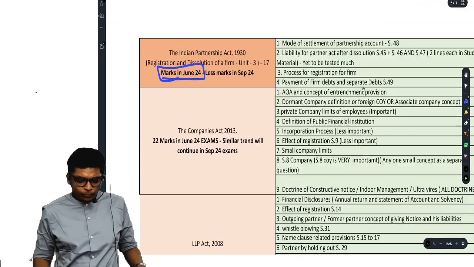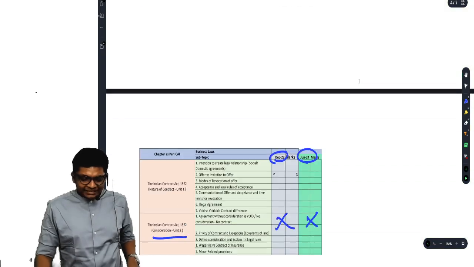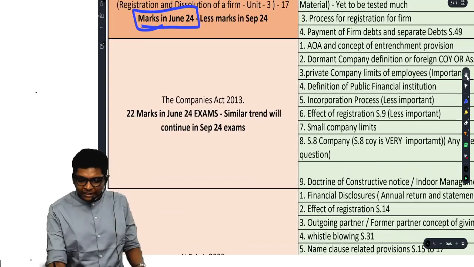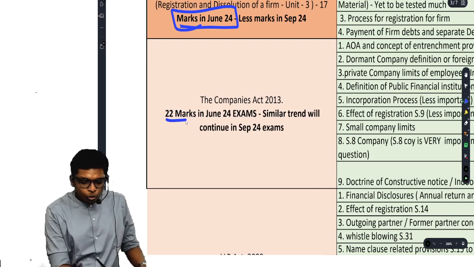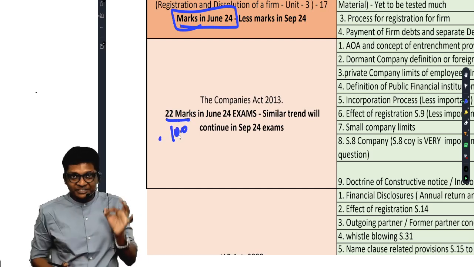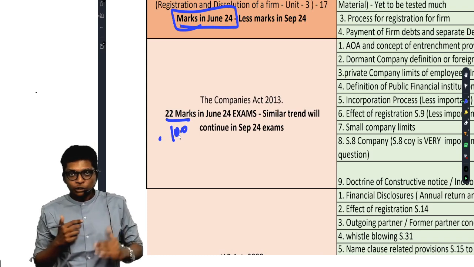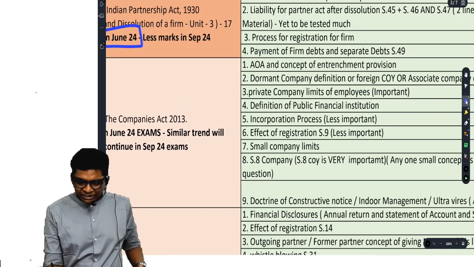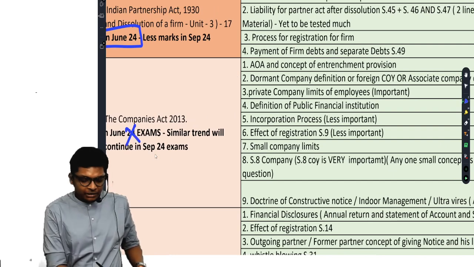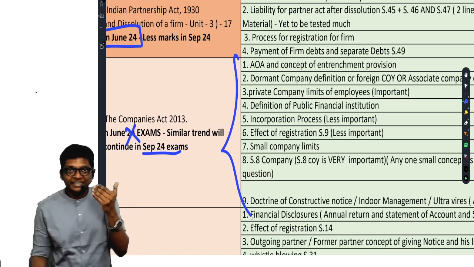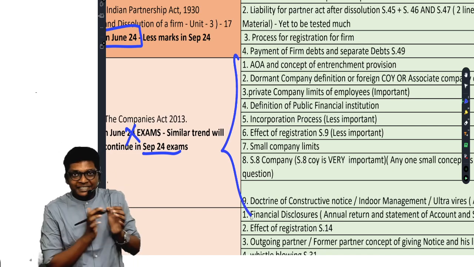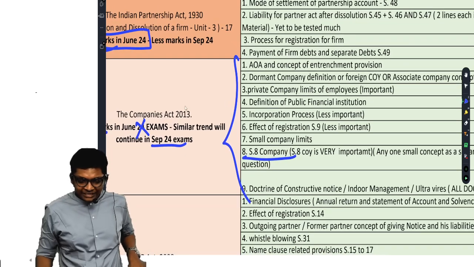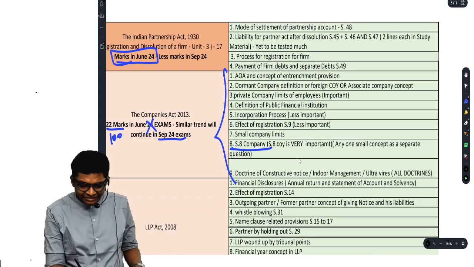Let me show you one more beautiful analysis. Companies Act, guys. This time in the June 2024 exams, I am not joking, 22 marks came out of 100 from just the Companies Act. Will this trend continue? Yes. Unlike the Partnership Act, this trend will continue, and I have given all the questions. Whatever came in June will not repeat. So in September, all the previous concepts which can repeat will come. For example, the 1% company was tested recently. So this time Section 8 company has more importance. Doctrines have importance. Small company has importance.